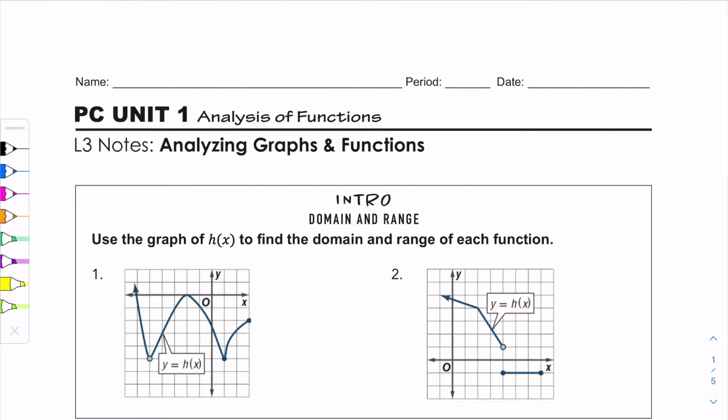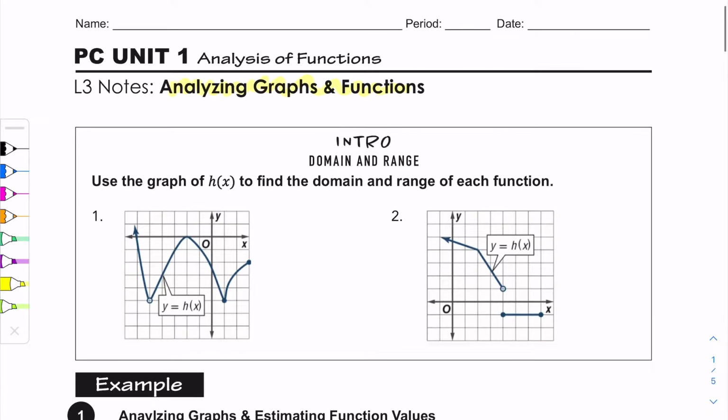Today's lesson is on analyzing graphs and functions. So to start with, there's a quick intro, which is just on domain and range. So why don't you work on those by yourself? The answers are posted on my website under the class notes tab.